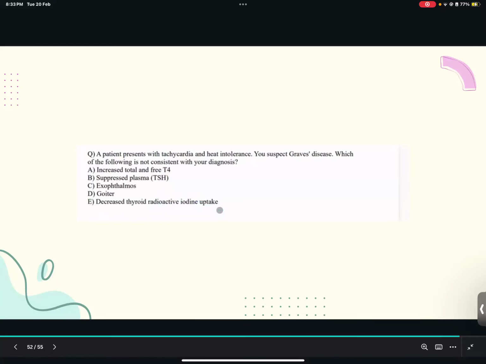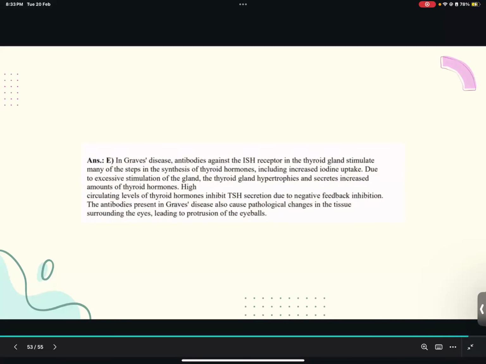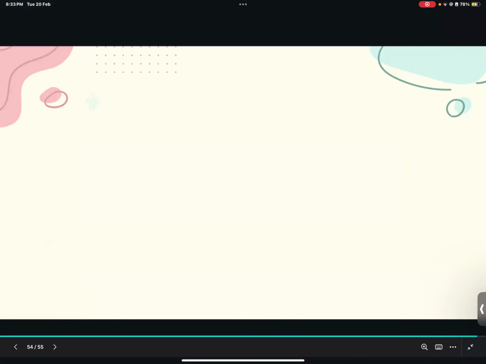And if you remember, one of the treatments for hyperthyroidism was radioactive iodine. So when you give the patient radioactive iodine orally and then you wait for it to destroy the thyroid cells and cause essentially hypothyroidism in the patient. So this is the only answer that is not consistent with your diagnosis. And that's the explanation of the answer.